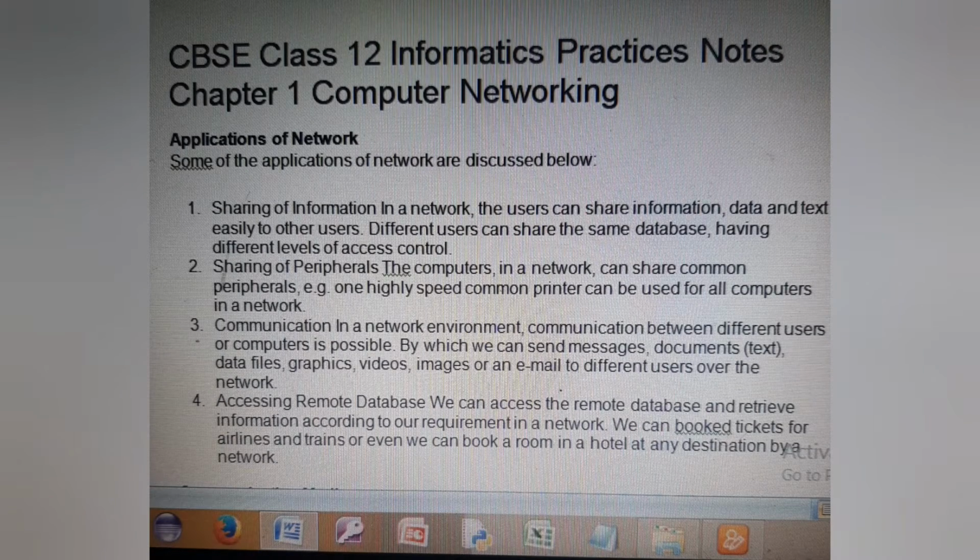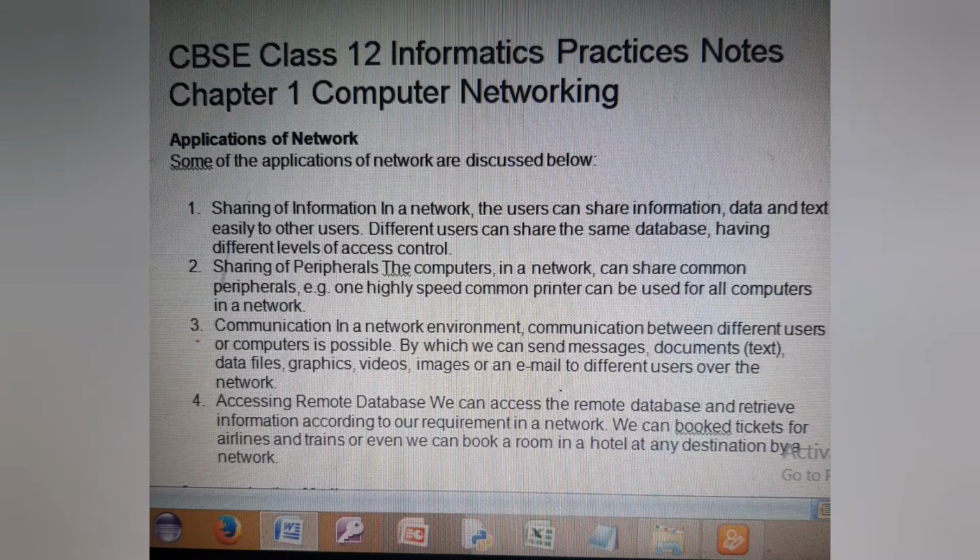Then comes second, sharing of peripherals. Peripherals like printer, scanner, whatever you have in a networked room. If you have only a single printer or a single scanner, you can make use of them. Like if several computers on the same network system are giving a command for printing, the same printer can carry on the task of printing the data from those computers.